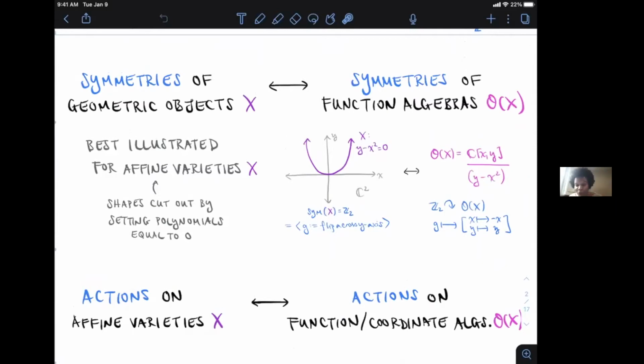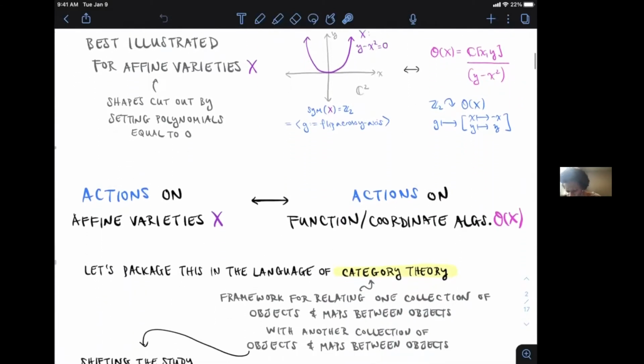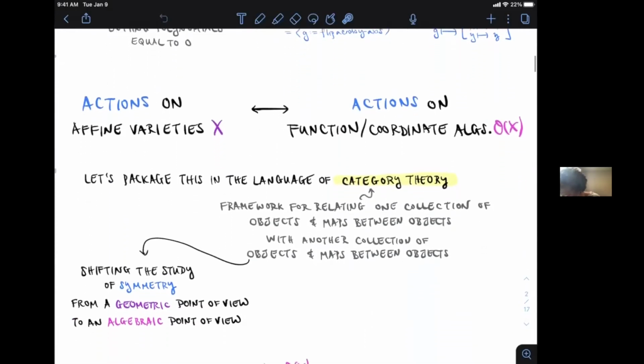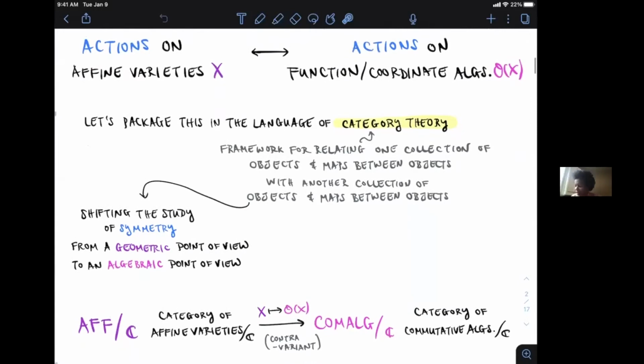All right, so let's kick this up a notch. I want to use some fancy packaging to make this all very clear. What I want to do is encode this all into the language of category theory. Basically, it's a framework of relating one collection of objects and maps between them with another collection of objects and maps between them. A category is nothing but a collection of objects and maps between them. So what this allows us to do is, in a really concrete way, shift the study of symmetries from a geometric point of view to an algebraic point of view.